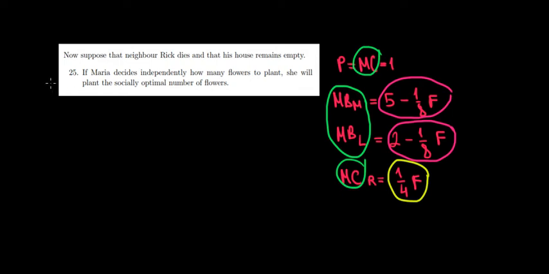Let's go look at question 25 now. So suppose that Rick dies and the house remains empty. So if Maria decides independently how many flowers to plant, she will plant the socially optimal number of flowers. So what matters now is that we only have the marginal benefits of Maria and Lisa. And when it comes to the cost, we only have the marginal cost of the flower because Rick is not there anymore. So we have one marginal cost.